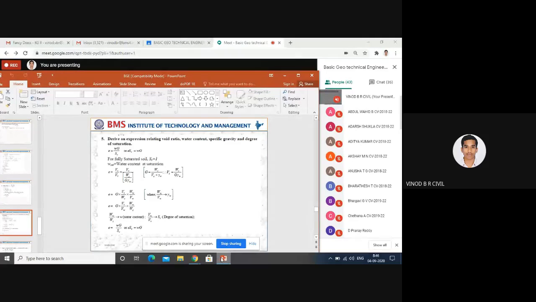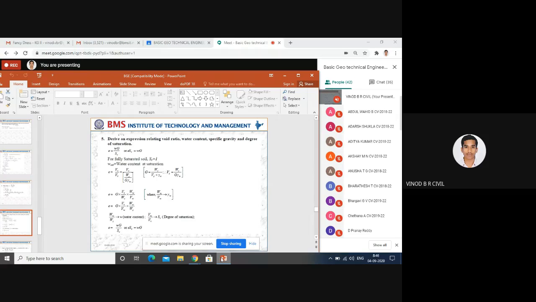Below that, unit weight of water is equal to weight of water divided by volume of water, that is Ww divided by Vw. Therefore, void ratio e equals G into volume of voids divided by weight of soil into weight of water divided by volume of water. Below that, e is equal to G, the specific gravity, into volume of voids, Vv, divided by volume of water, Vw, into weight of water, Ww, divided by weight of soil, Ws.